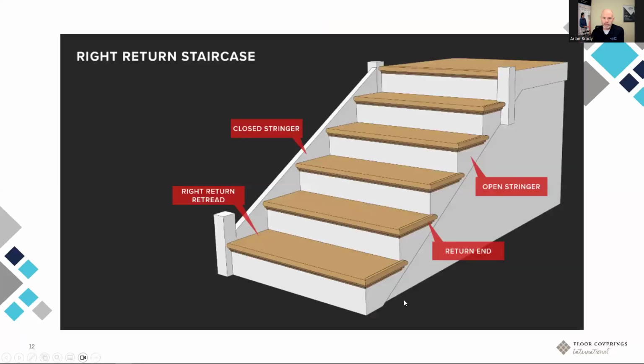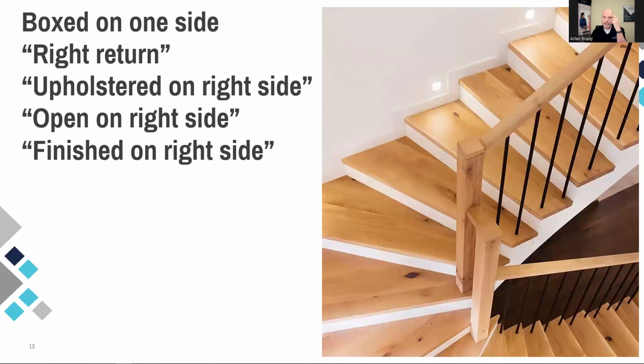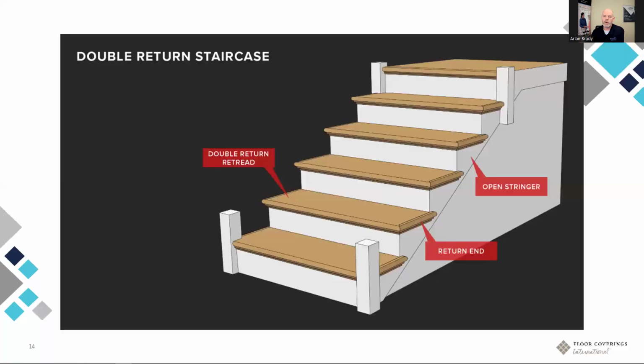Well, what if it's on the right side? Same thing. This staircase is open on the right side. Again, if I'm looking at it from the bottom, it's open on the right. I turn the corner, I keep going up, it's still open on the right. You might say it's finished on the right. You might say it's a right return. Now, granted, this staircase doesn't have a lot in the way of finishing on the right-hand side, just because it's a very modern-looking staircase. But nevertheless, we would still consider this finished on the right side, or it would have a right return.